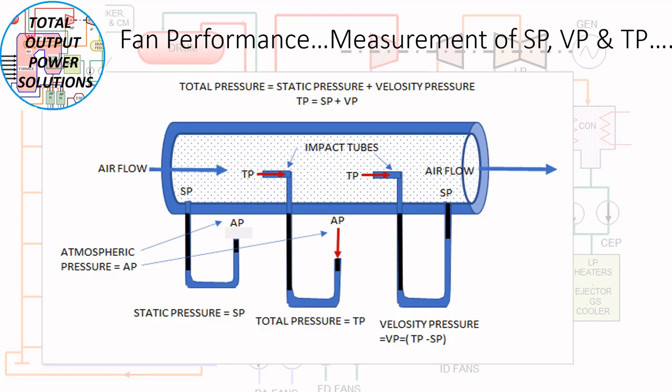In the second case, the total pressure will be acting on the pitot, and the total pressure will be given by the manometer, one end of which is connected to the atmospheric pressure. In the third case, the other end is connected to the wall of the pipe itself. So that will give you the velocity pressure. The velocity pressure will be equal to the total pressure minus the static pressure.